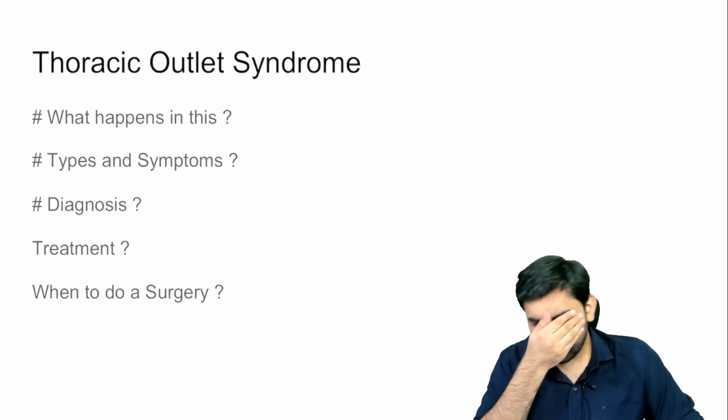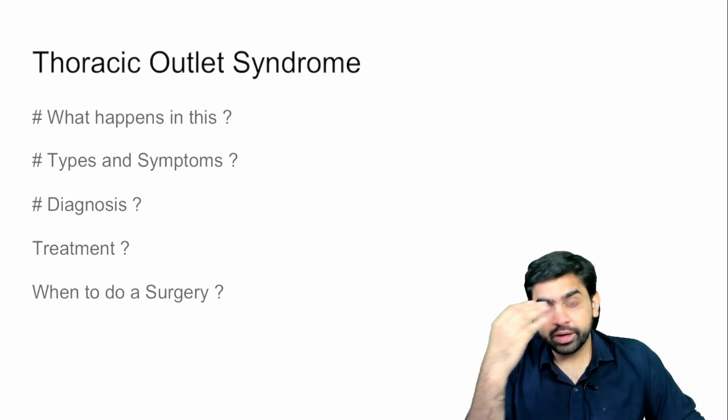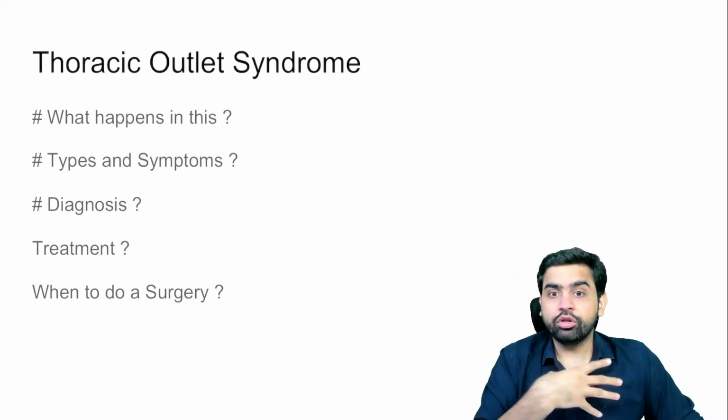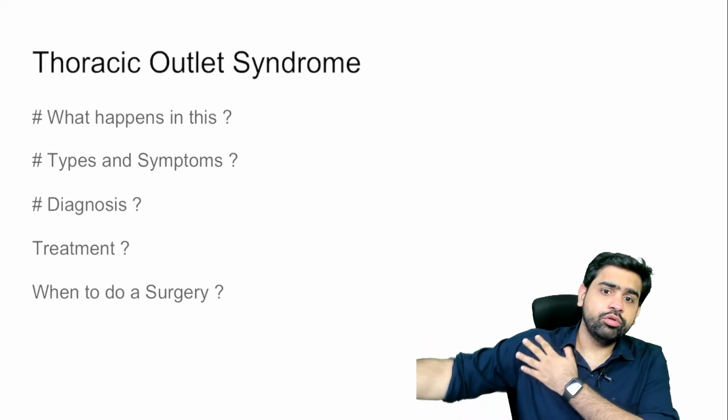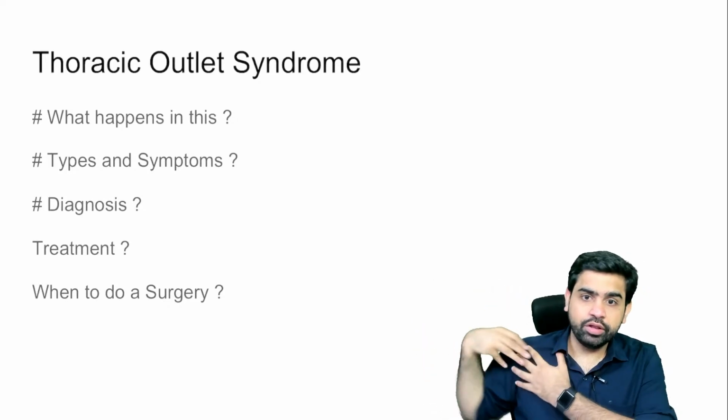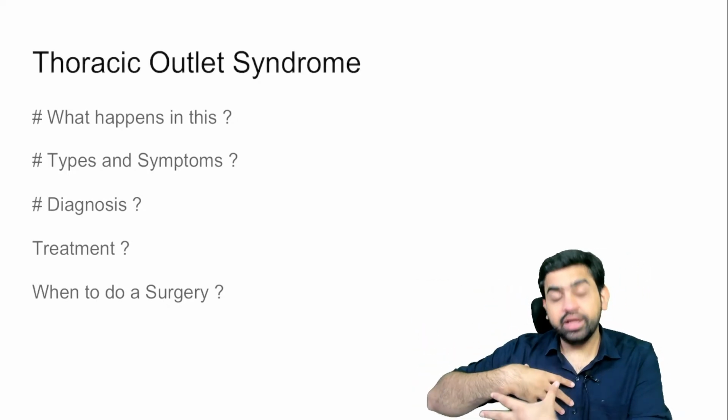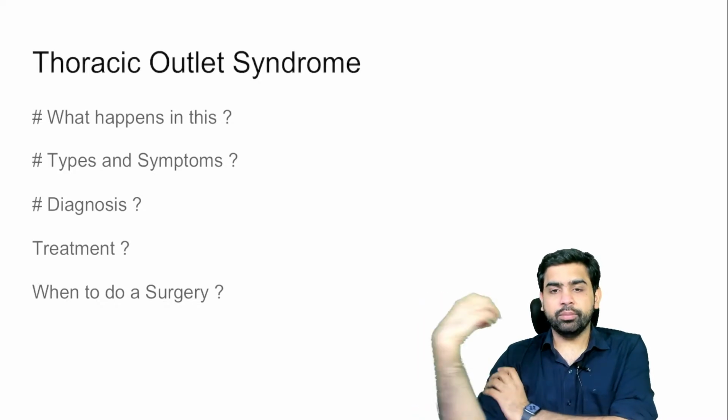Now, lastly, let's talk about thoracic outlet syndrome. What is this thoracic outlet syndrome? You have a thoracic outlet. Here the arteries and everything to the upper limb come out through this thoracic outlet and are supplied to the upper limb.